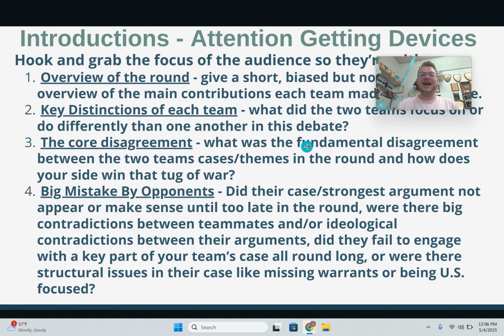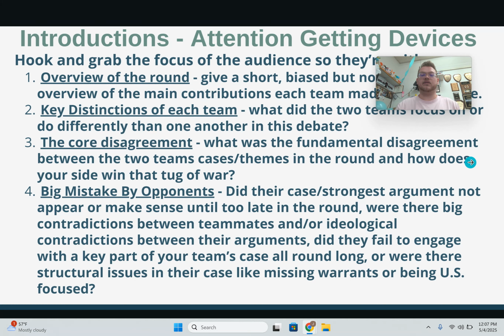And then lastly, and perhaps most commonly, is to point out a big mistake by your opponents. Did their case or strongest argument not appear or make any sense until the opposition block when it was too late? Were there really big contradictions or disagreements between their own teammates or between the arguments they made that made no sense? Like the ideology between them? Did they fail to engage with a key part of your team's case all round long? Or were there structural issues in their case like missing warrants or being too US focused, for example?